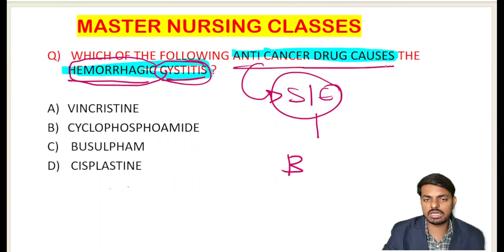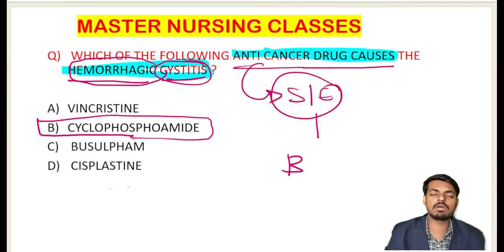So which anti-cancer drug causes hemorrhagic cystitis? That is cyclophosphamide. Cyclophosphamide is the drug responsible for causing hemorrhagic cystitis by creating inflammation of the bladder. Very, very important. This question may be asked in your exam.